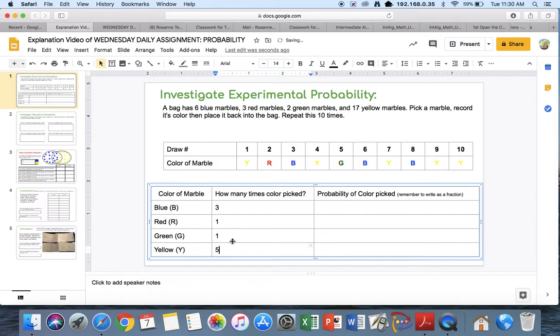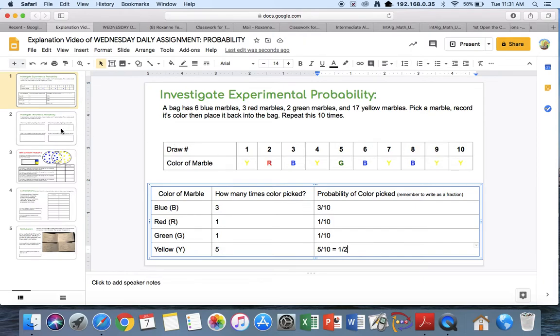Okay. So now what is the probability I got that color? So remember that we're going to write it as a fraction, but it's the number that we have out of how many total. So I only had 10 chances. So I got 3 out of 10 for the blue because I picked 3, but I only had 10 tries to get it. Red one, 1 out of 10. Green one, 1 out of 10. And the yellow one is 5 out of 10, which reduces down to 1/2. So it's saying half the probability of me picking a yellow marble is 50-50 chance, pretty much.